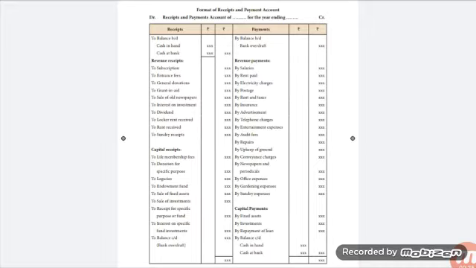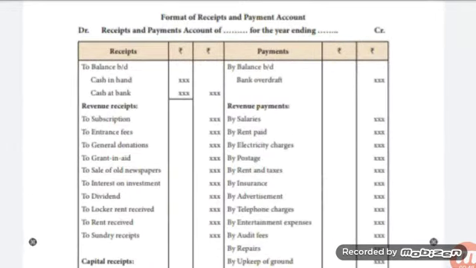The format of receipts and payments account is given here. It is an account, so show the abbreviation of debit and credit. DR on the debit side, your left hand side, and CR, credit, on the right hand side. Then write the title, receipts and payments account of, then write the name of the businessman. For the year ending, write the closing date of the accounting year.